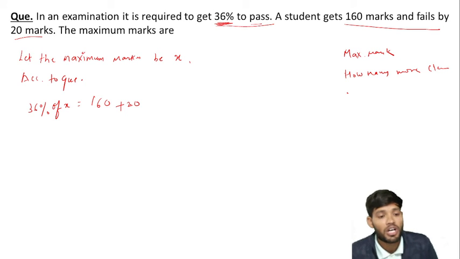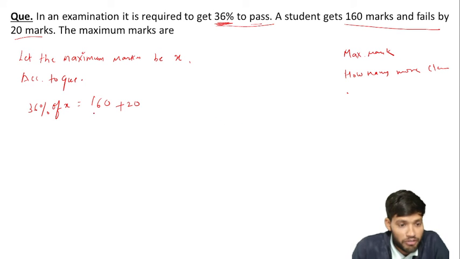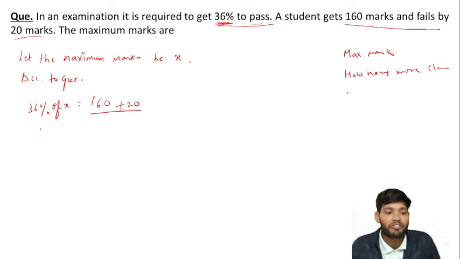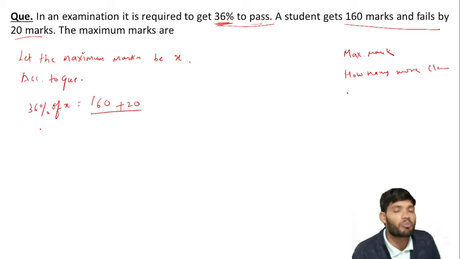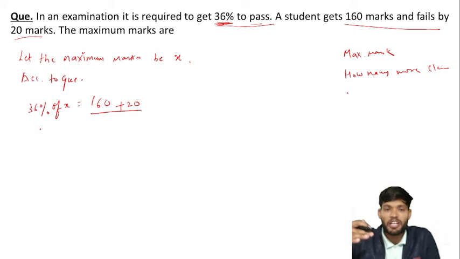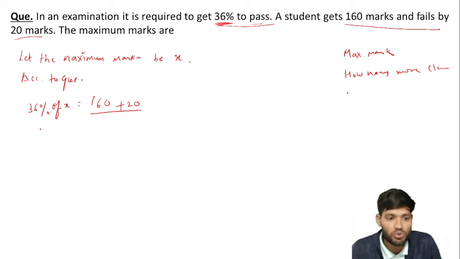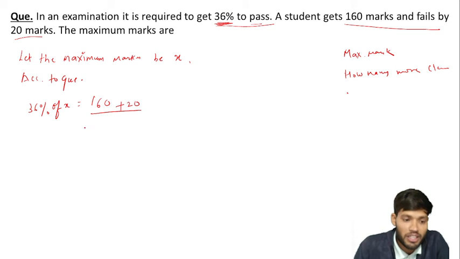Is it clear? How can we put 160 plus 20 equal to 36%? Because the student got 160 marks, and if he had got 20 marks more, he would have had 36% and passed. It means 36% of x will be equal to 160 plus the remaining marks by which he failed. So 160 plus 20, that means 180, will be equal to 36% of x. That means passing marks is equal to 180.